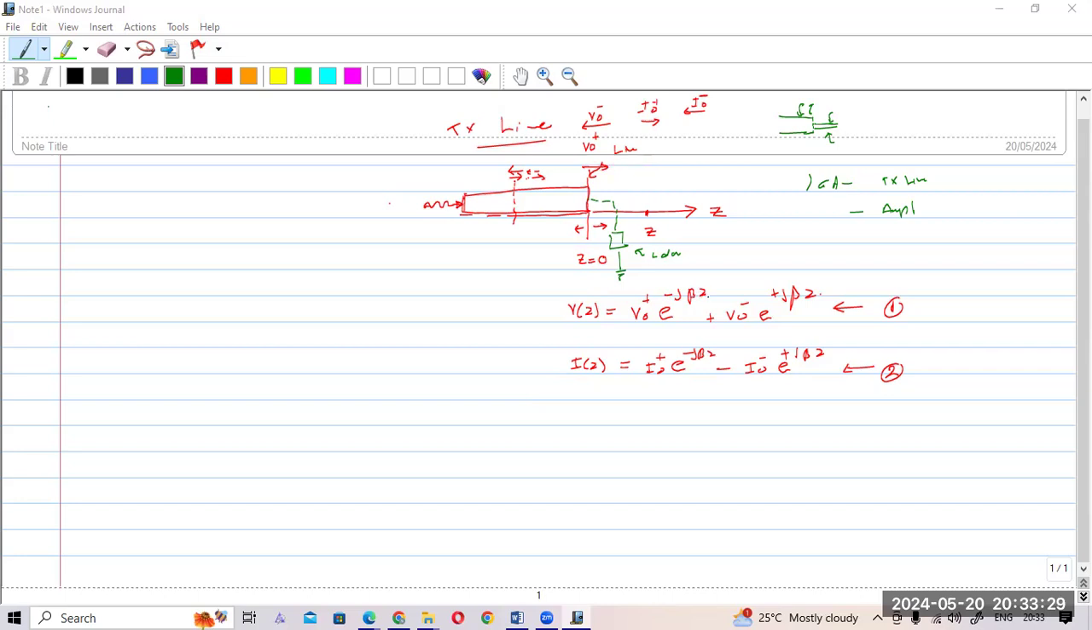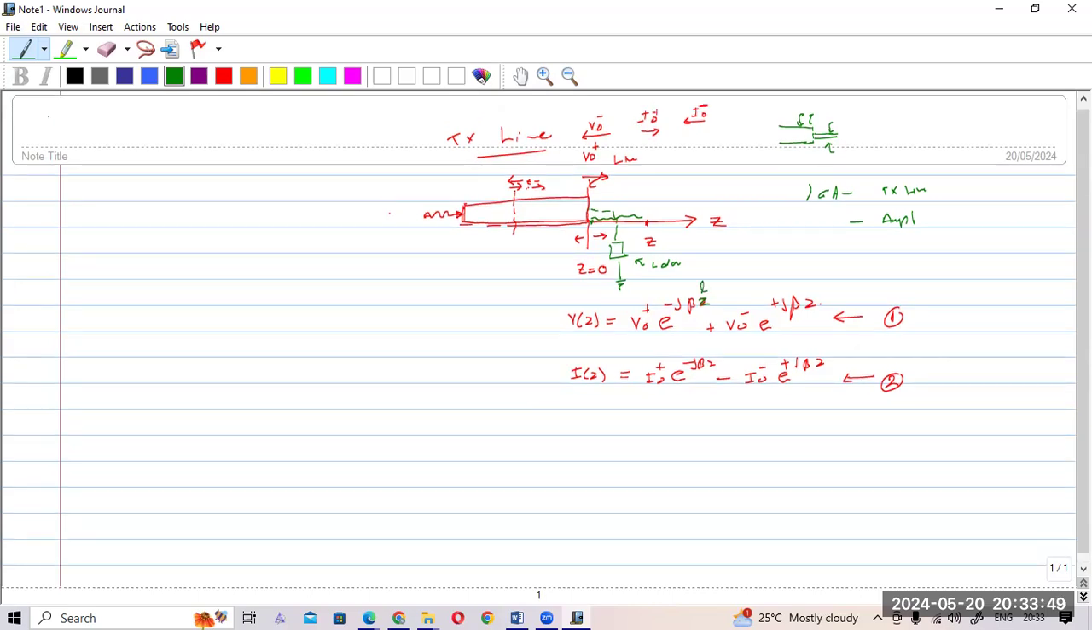Minus e to the power minus j beta Z, no? Yeah, L. Distance. Z is the distance from 0. Previously, I think I have put L, no? Maybe. So you can put L, no problem. The Z is the length from 0 to here. So you can write it as L, no problem.